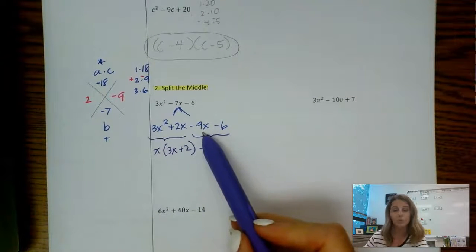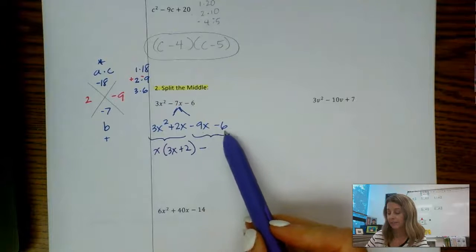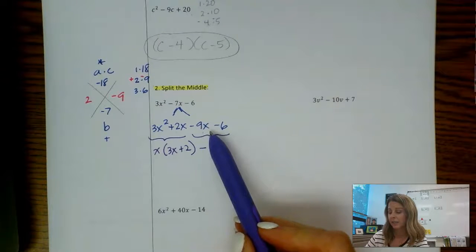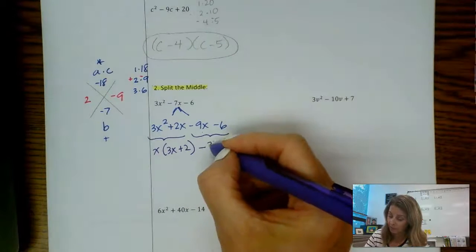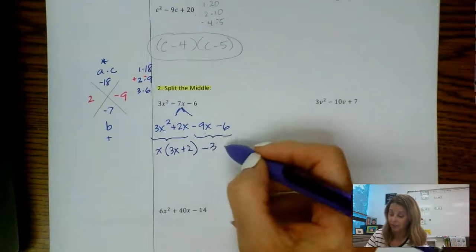And I also want to do GCF here. Between 9 and 6, I can remove a 3, but I can't factor an x out because there's no x on the 6. So I'm going to factor out a negative 3.